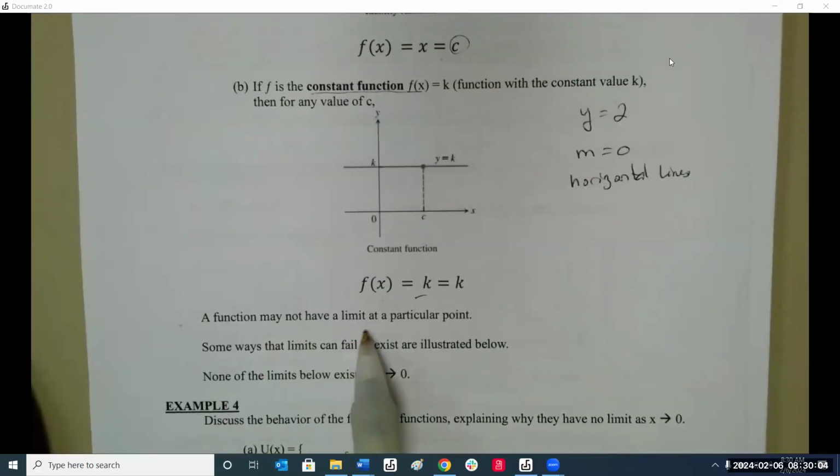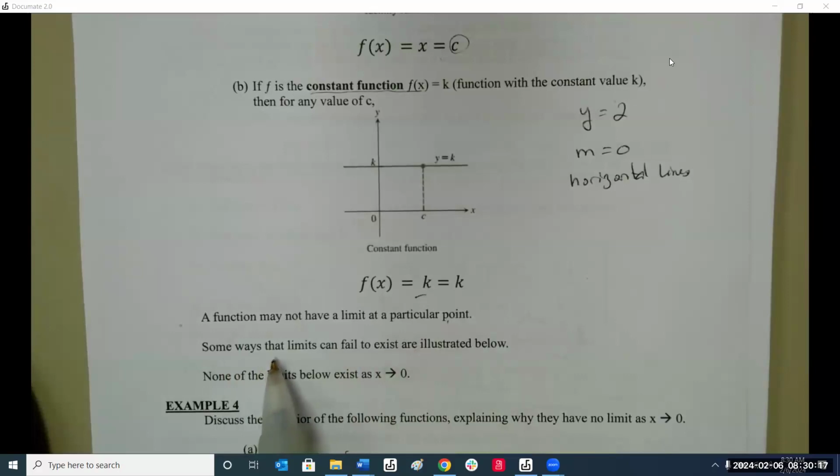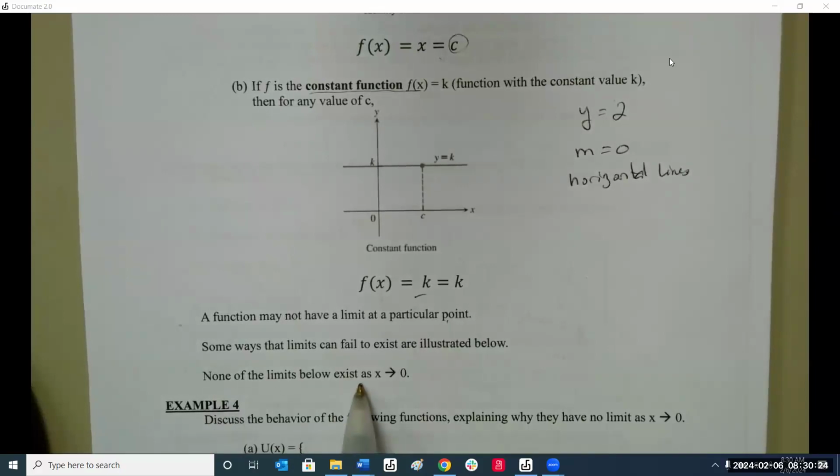A function may not have a limit at a particular point. We just saw one of those earlier, 1 over x. It doesn't have a limit at 0. Some ways that limits can fail to exist are the next example. None of these limits below exist as x goes to 0. So example 4.